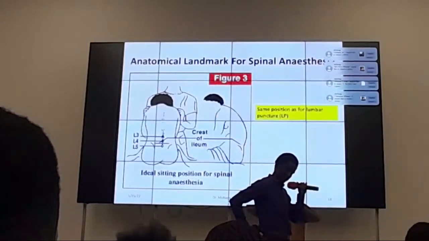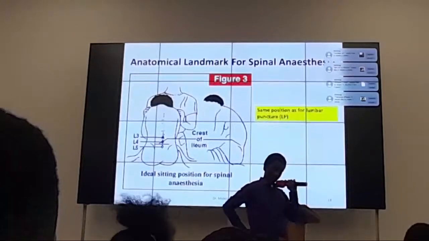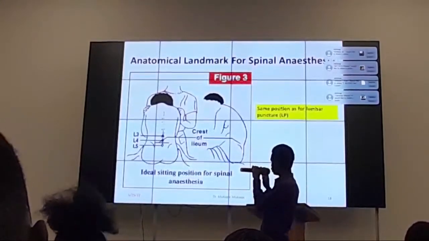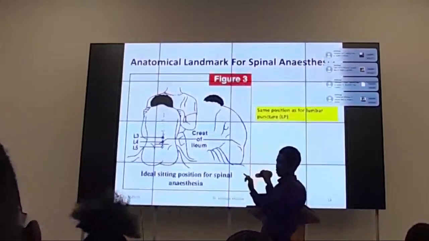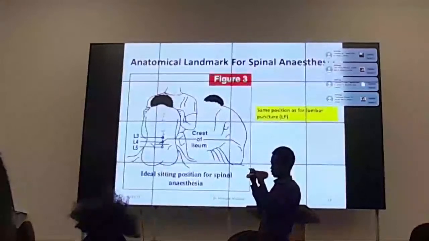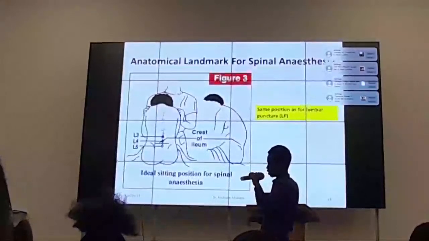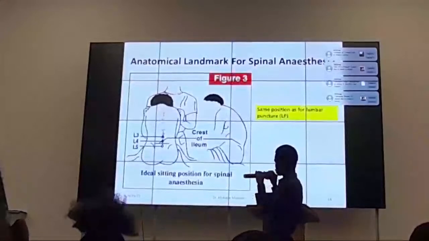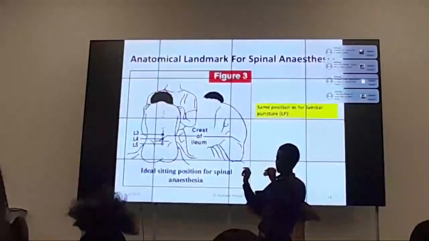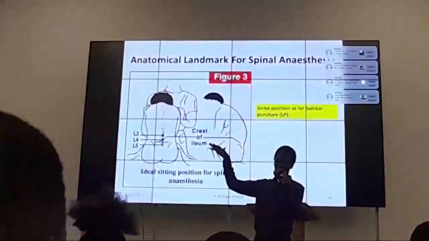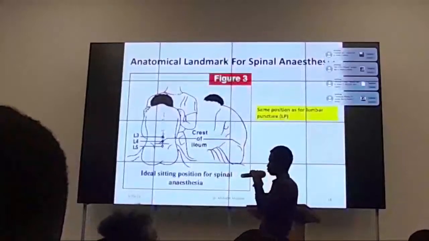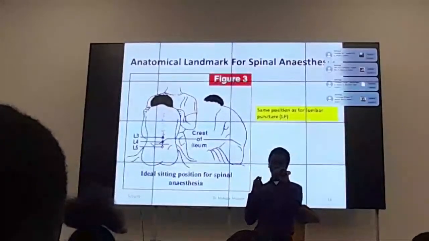Then you go behind. At that level, you'll be at L4. Then it means once you're at L4, if you go up, the vertebra above will be L3, the vertebra below will be L5, isn't it? So remember that the spinal cord in an adult ends at L1, L2, somewhere there. And so it means at that level, you can safely do lumbar puncture.